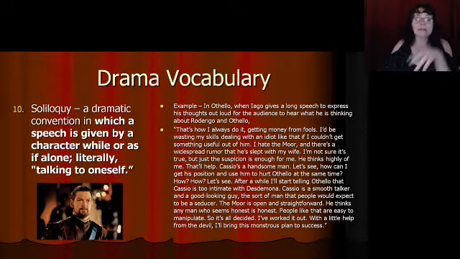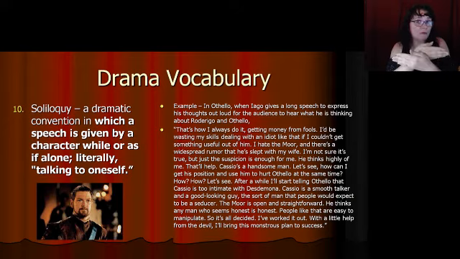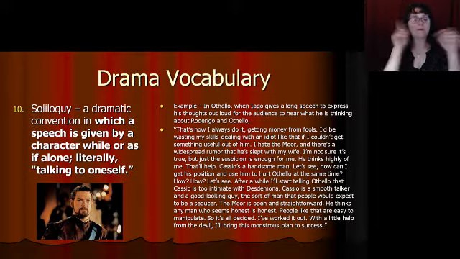Number 10 is soliloquy. This is a dramatic convention in which a speech is given by a character while or as if literally talking to oneself. They are telling us their thoughts and feelings. Example, in Othello, when Iago gives a long speech to express his thoughts out loud for the audience to hear while he's thinking about Roderigo and Othello.